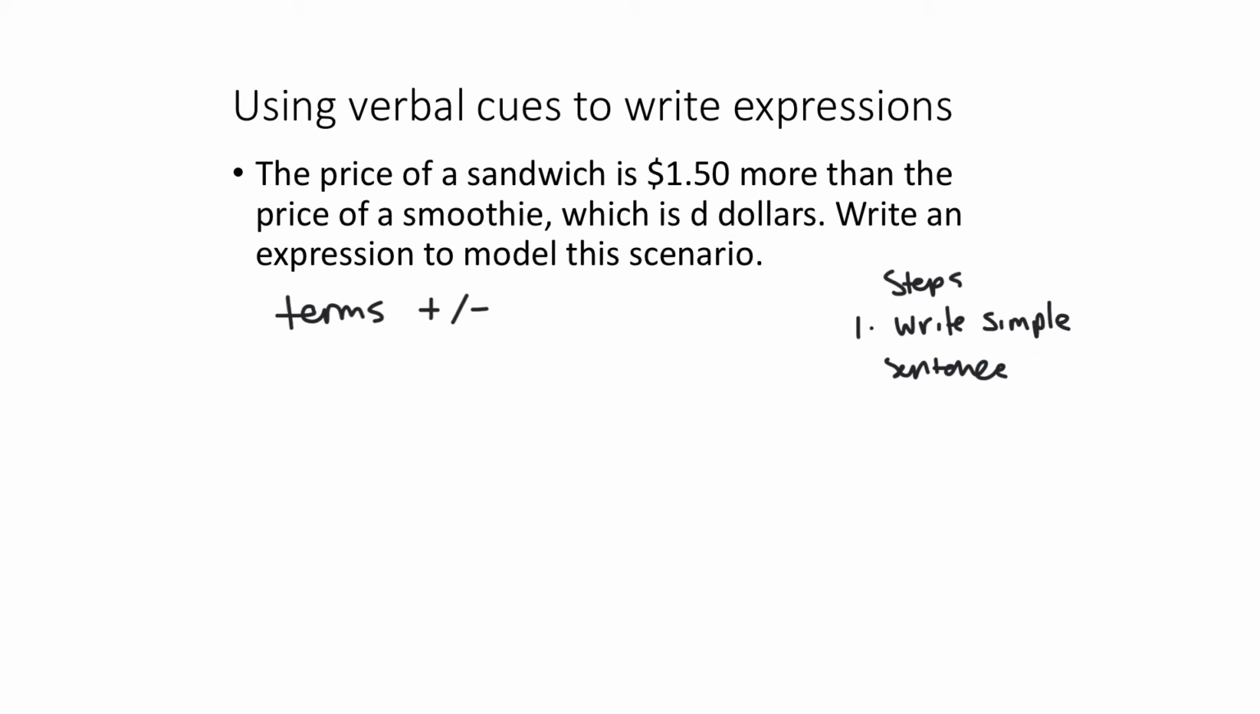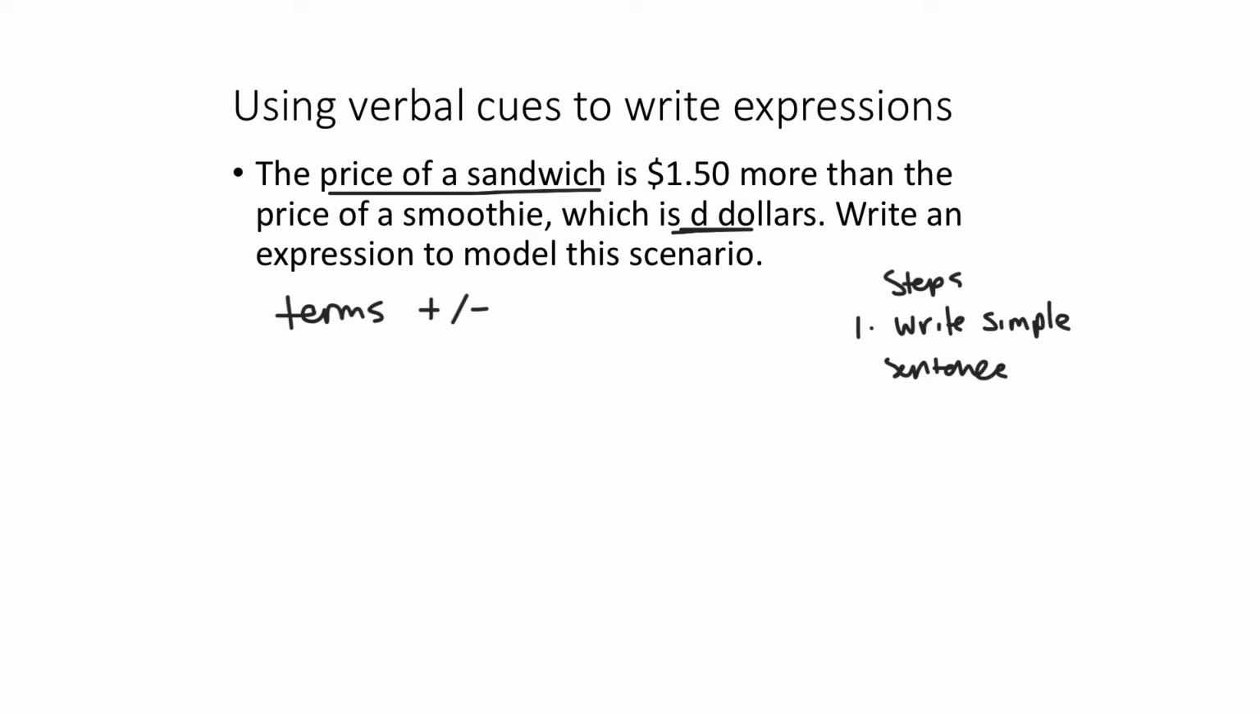So the price of a sandwich is $1.50 more than the price of a smoothie, which is $D. So the idea is that our expression needs to model the price of a sandwich. Now the price of the sandwich is not $1.50. The price of the sandwich is $1.50 more than the price of a smoothie, which we know is $D.